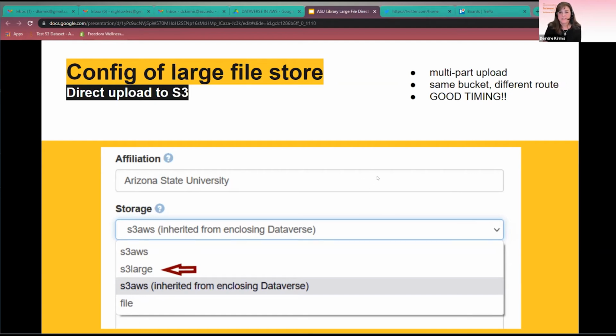This direct upload feature of Dataverse allowed for uploading files larger than 5 gigabytes directly to S3 and the Dataverse interface, as Jim was talking about. We created a file store in Dataverse that included the upload configuration, and that store points to the same bucket as the regular store. So we have one bucket, multiple routes for getting data into that bucket.